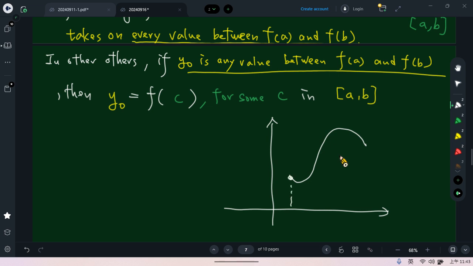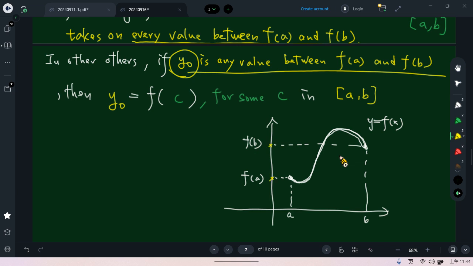So if this is A, this is B, and y is equal to f of x is a continuous function between A and B. Continuous. No broken point, right? You can see when I draw this curve, there is no broken point. So this is f of A. This is f of B. So if I give you any y0 between f of A and f of B, for example, y0 is here.